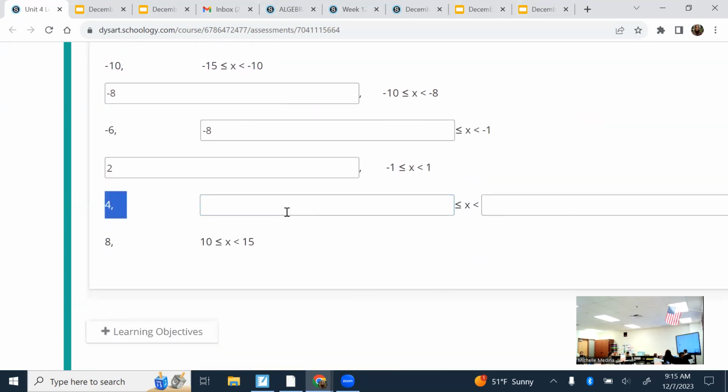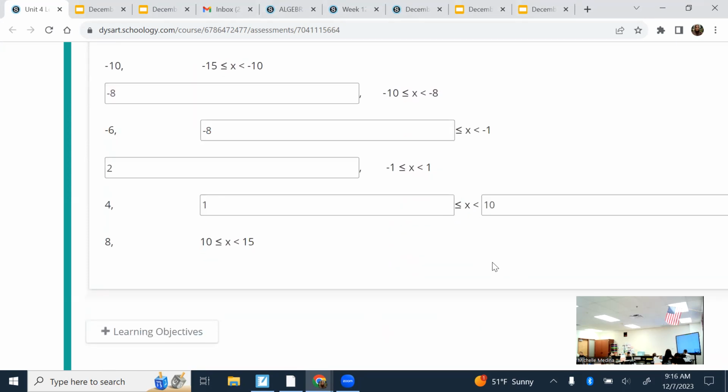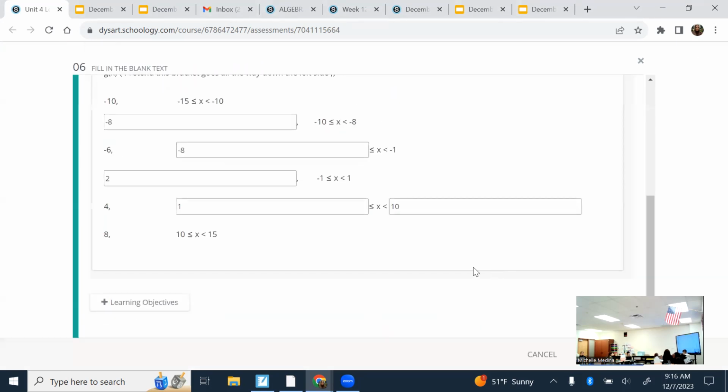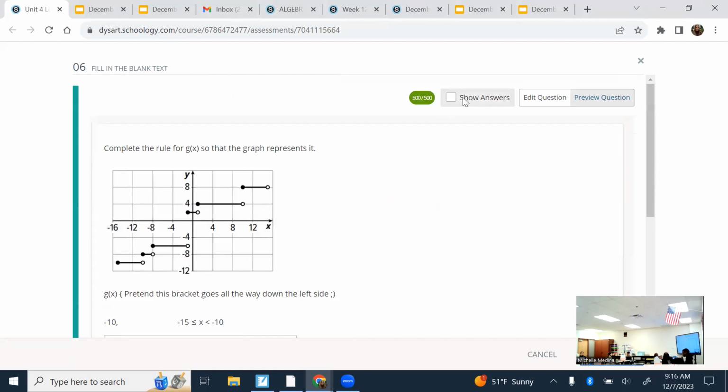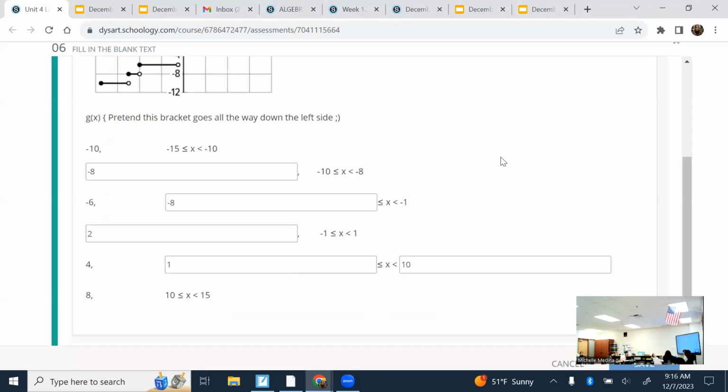So then 1, 10, and then also, if you want to go back and verify, on the 1 it should be a closed circle. On the 10, it should be open. So yeah, that checks out. So then I'm gonna see if the key's right, but I'm pretty confident in my answers. And yeah, that's right. So that's what you're doing. You were completing the rules for that one.